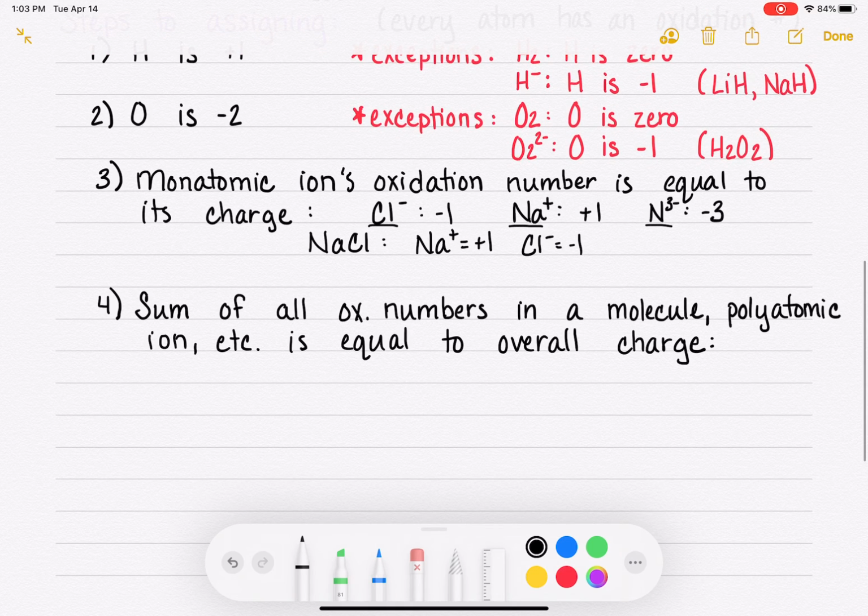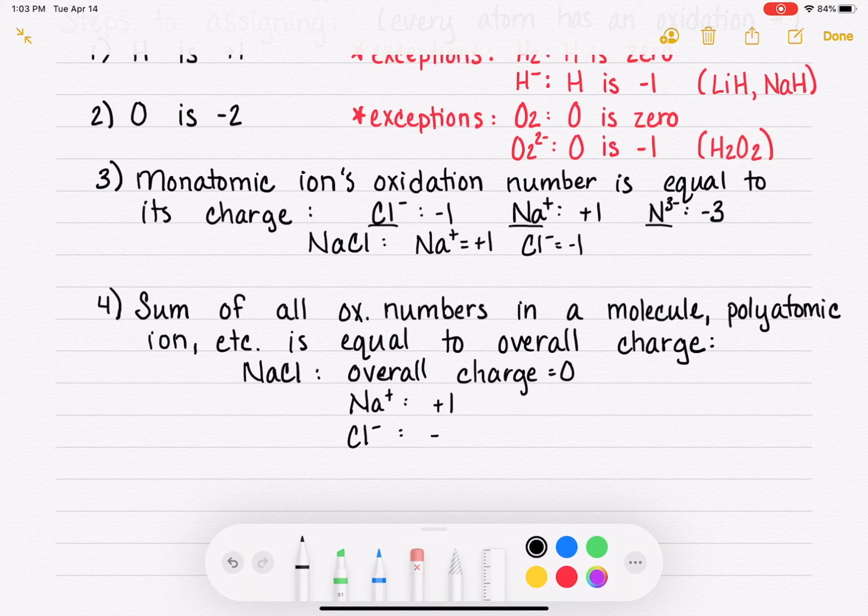So let's look at a couple examples of this, like using the NaCl again. The overall charge on NaCl is 0. It's neutral overall. The oxidation number for the sodium is +1. The oxidation number for the chlorine is -1. And when you add +1 and -1, you get a total of 0, which is equal to the charge.